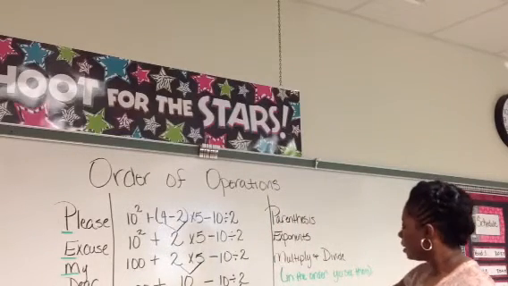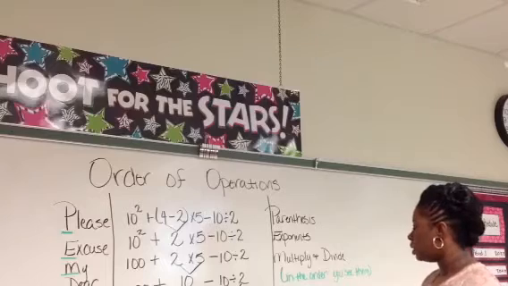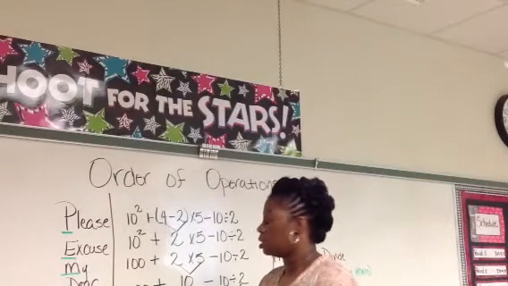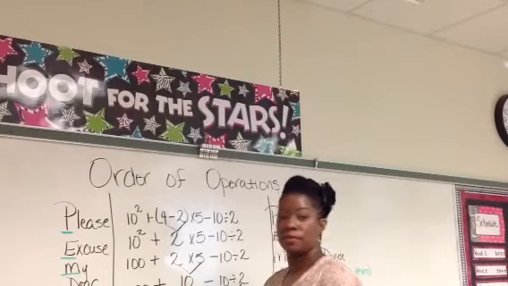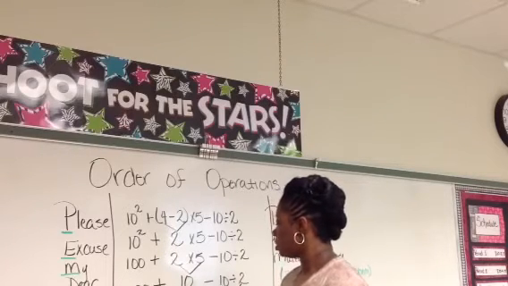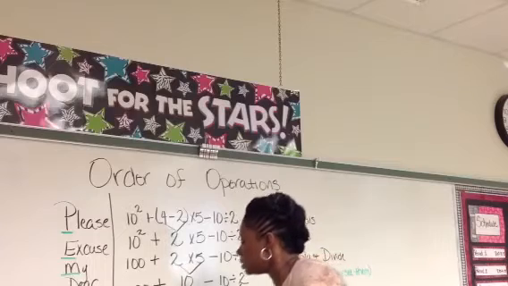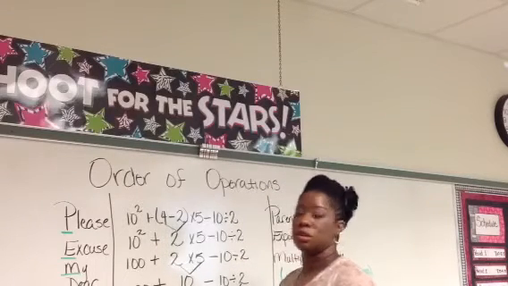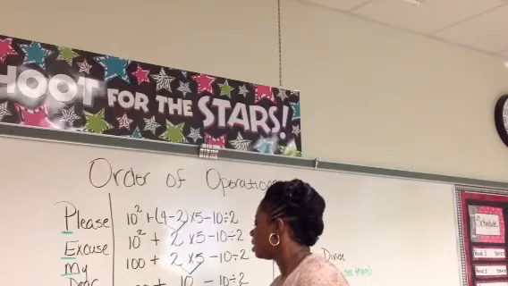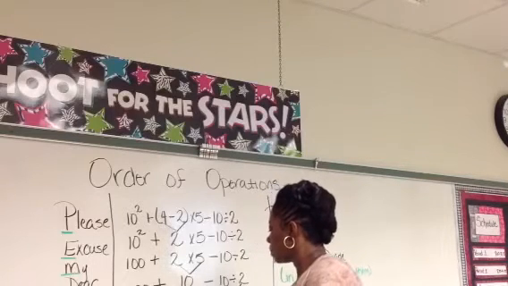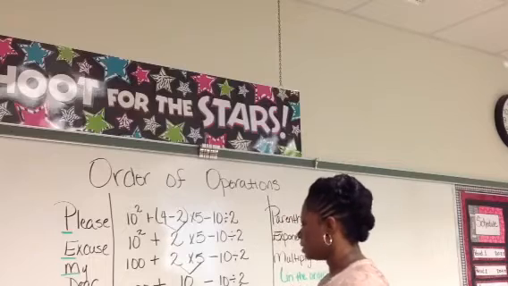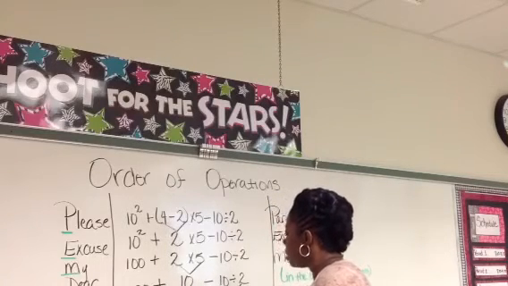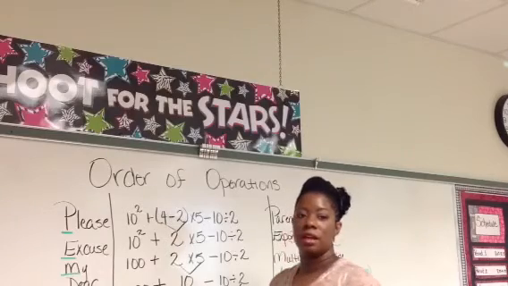And then I'm here adding and subtracting. I'm going to do that from left to right. 100 plus 10 is 110. And then bringing the rest down, minus 5 equals 105. There you go.